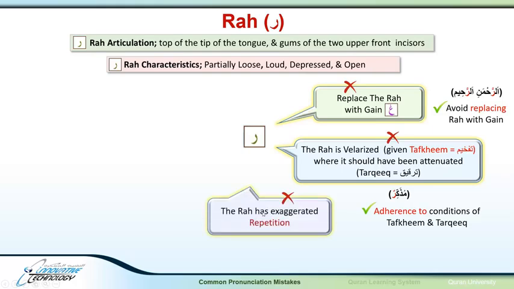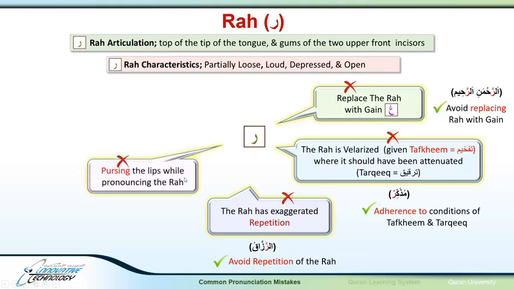The third mistake is exaggerating the ra repetition, like this, الرزاق. This is wrong. The right way of pronouncing it is like this, الرزاق. You have to realize that mild repetition is a proper characteristic of the ra, but the wrong thing is to overdo this, to exaggerate the repetition. So saying al-Razzaq, there is a little repetition there, but exaggerating it is what's wrong.